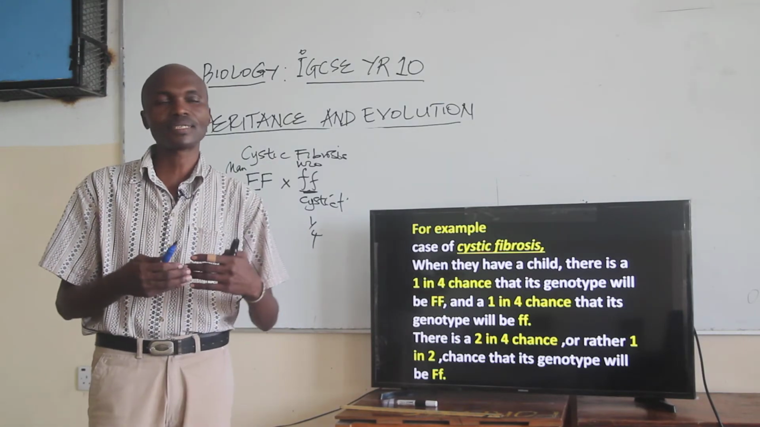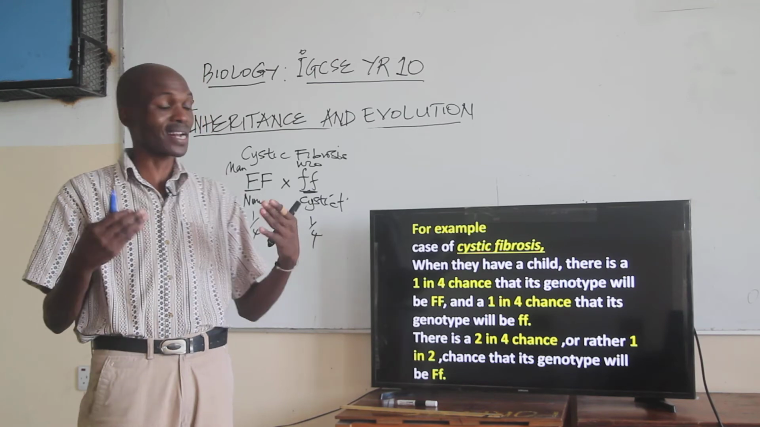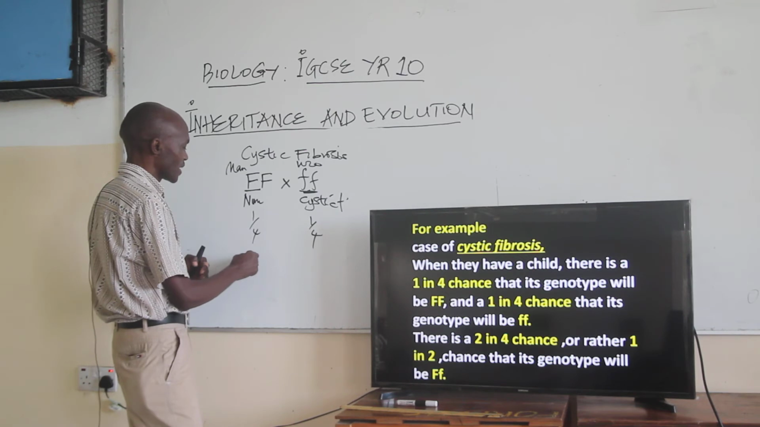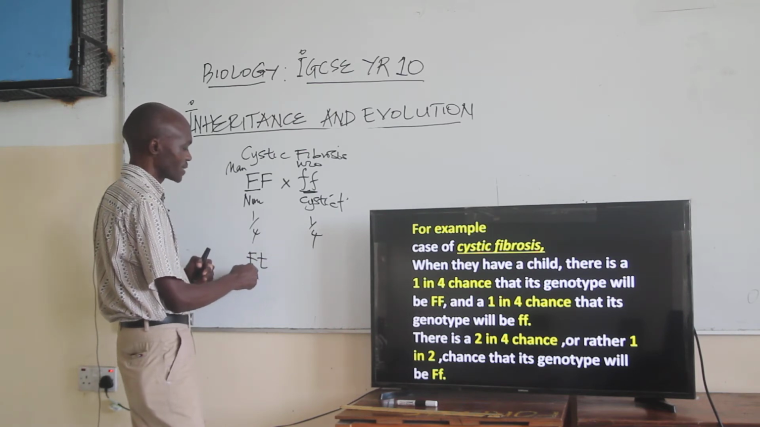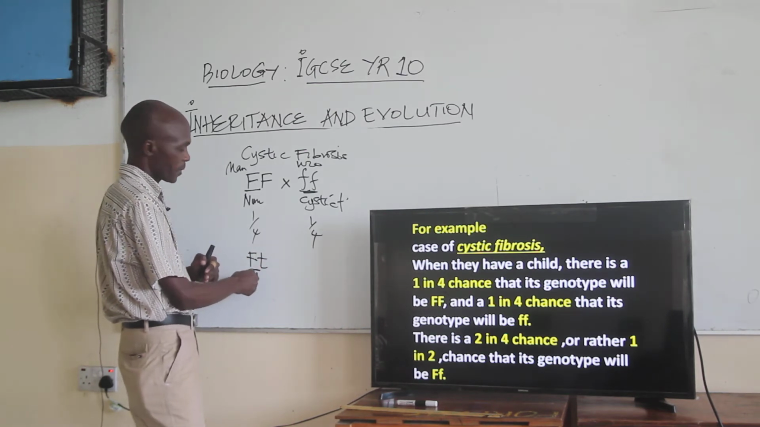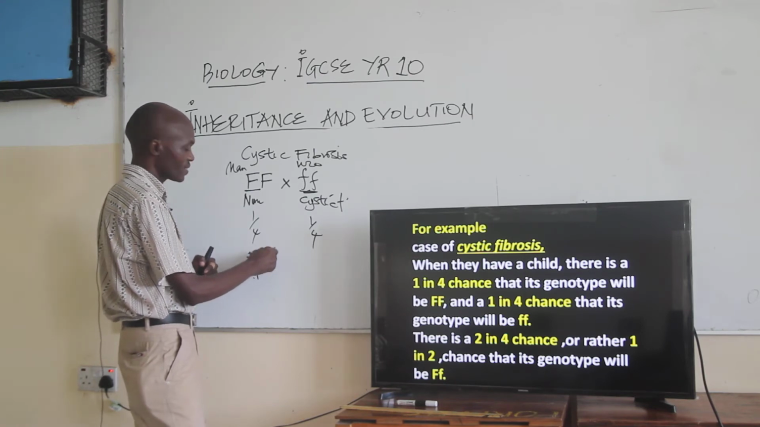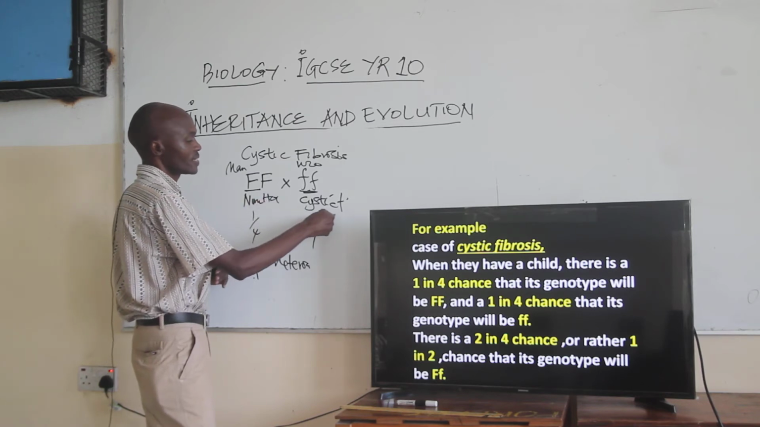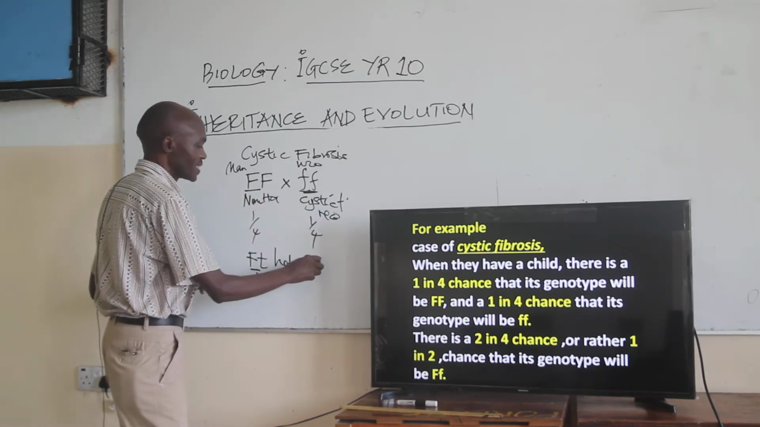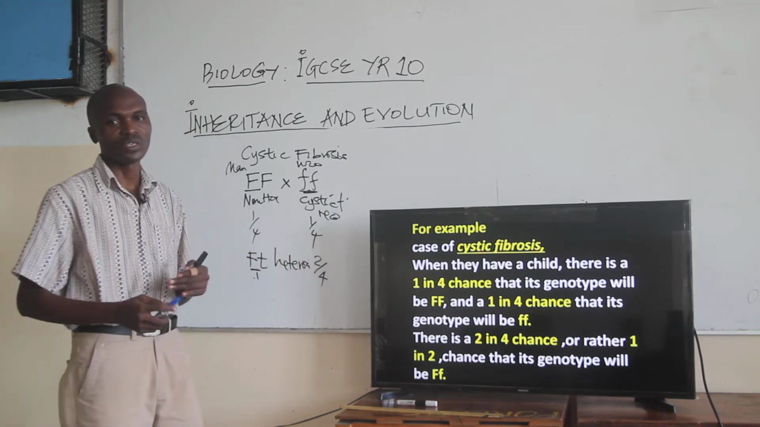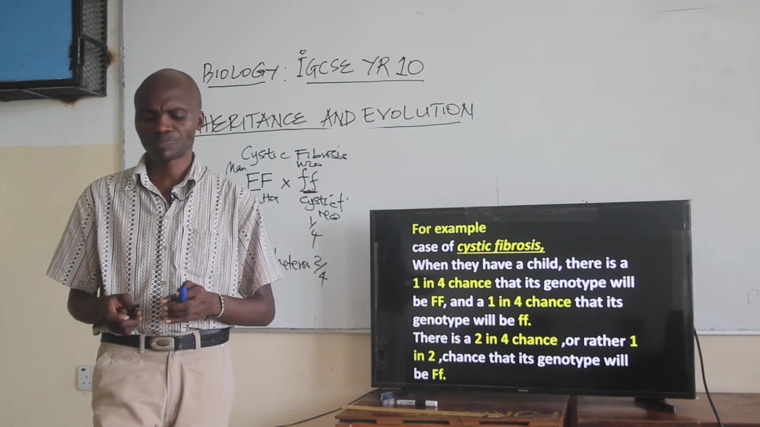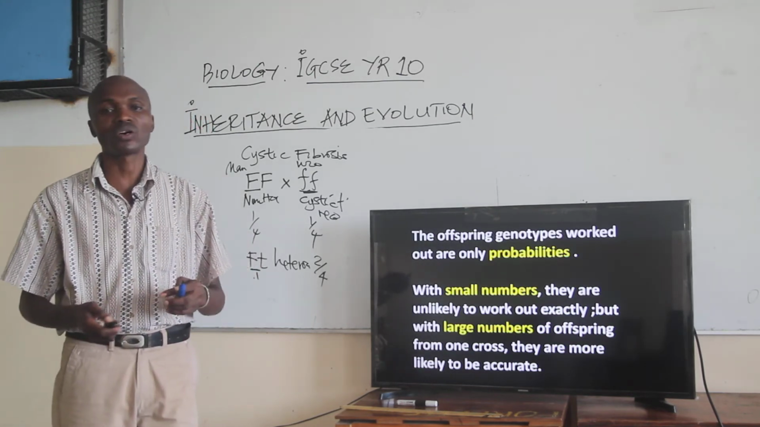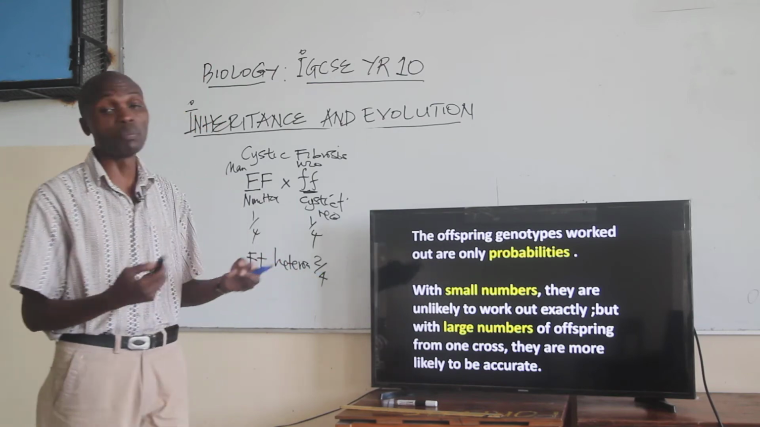So there are 2 chances also out of the 4 chances, that out of this combination, you could have a child that is heterozygous. That means it's actually Ff, that is capital F, small f. This one is the heterozygous condition, this is homozygous, this is homozygous recessive. So that means in this case, we have 2 out of 4. So the genotype of the offspring actually works out only in terms of probabilities.